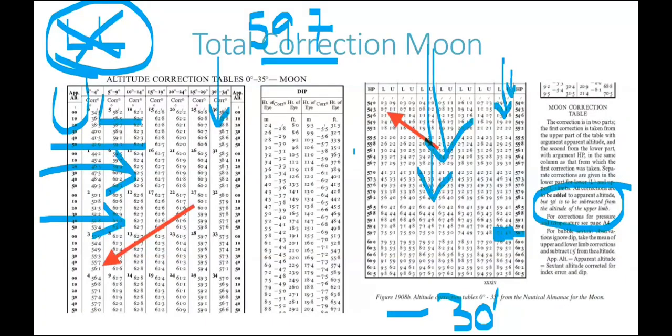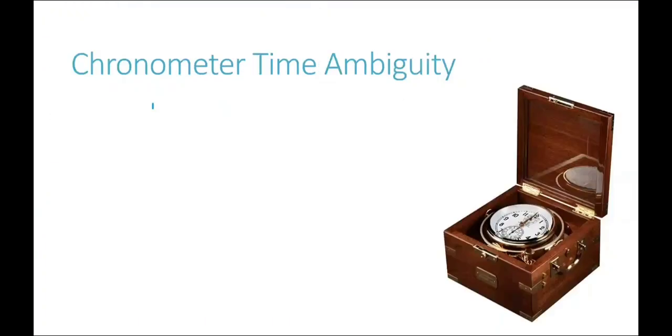Okay, beta. So let us proceed further. Chronometer time ambiguity, date ambiguity, and all this small stuff we will see.